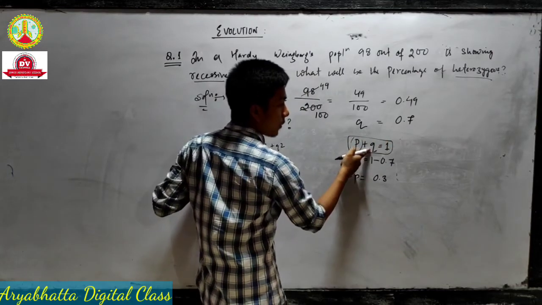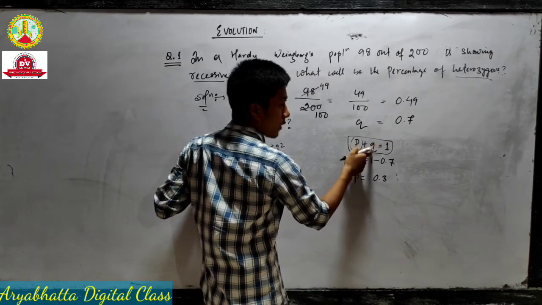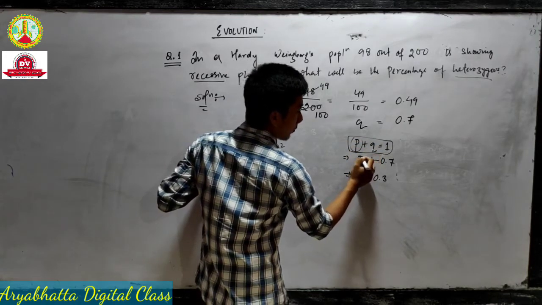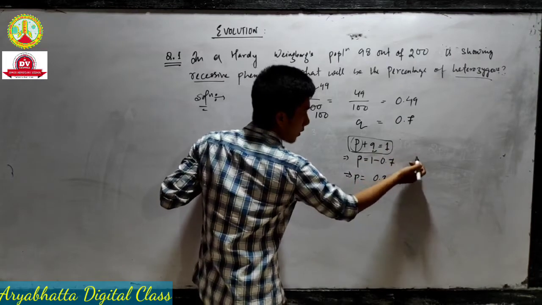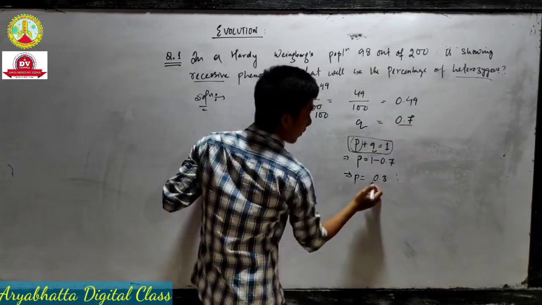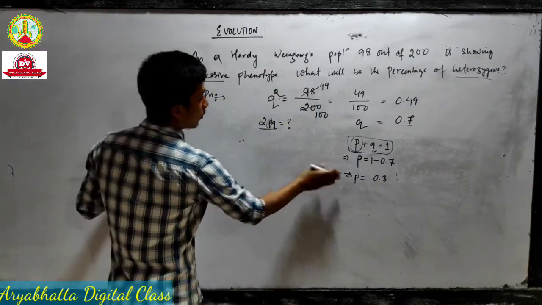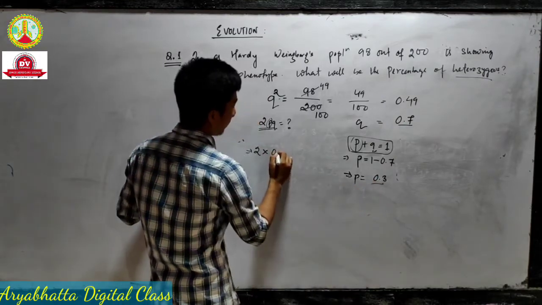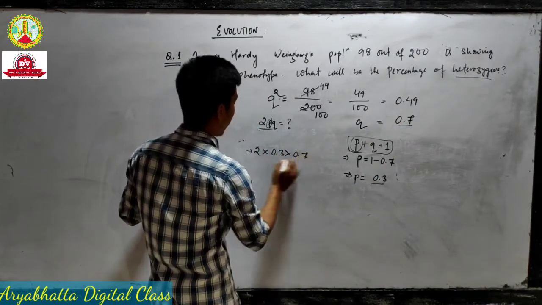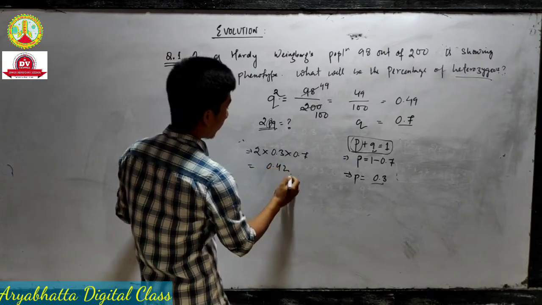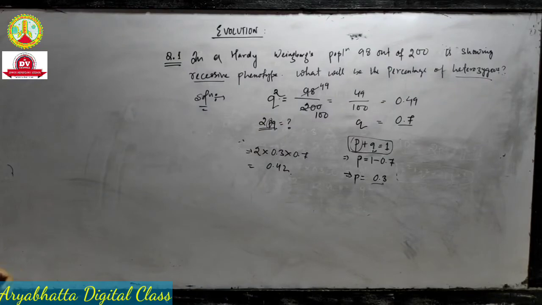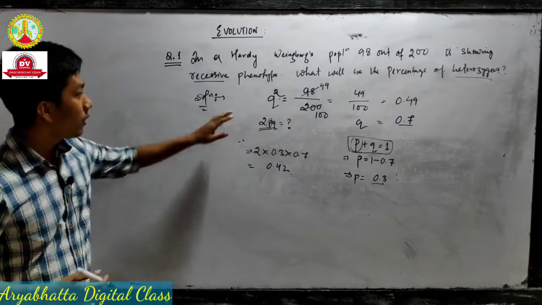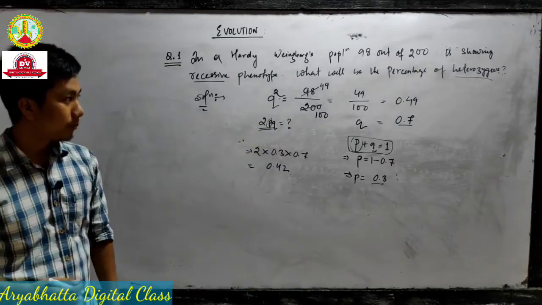In some questions you might need to find the q value also. You can use the same formula. So to get the p value, move q to the other side: 1 minus the q value 0.7, so we get 0.3. Now this value we put in here: 2 into p, which is 0.3, and q, 0.7. So we get 0.42. Same. Okay, understood? So that will be the formula.